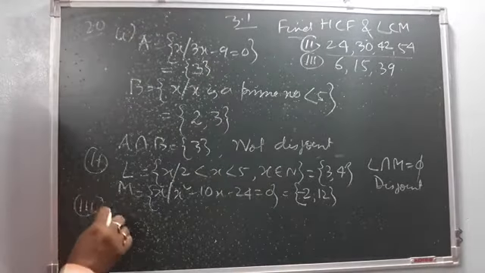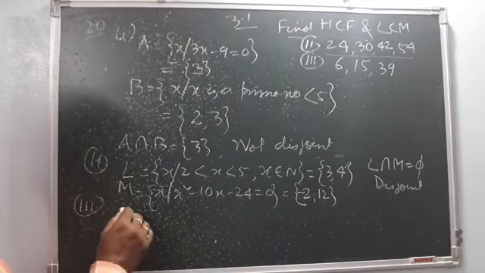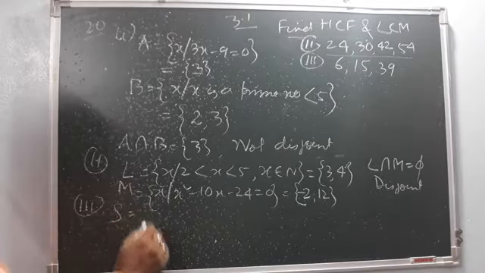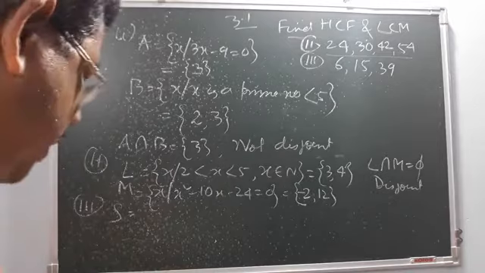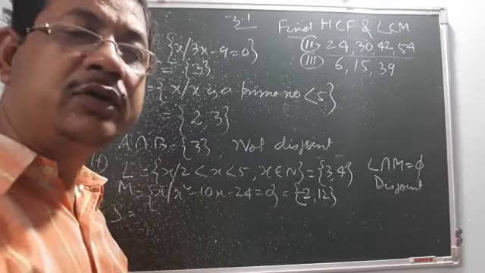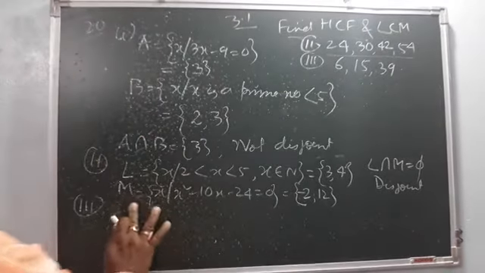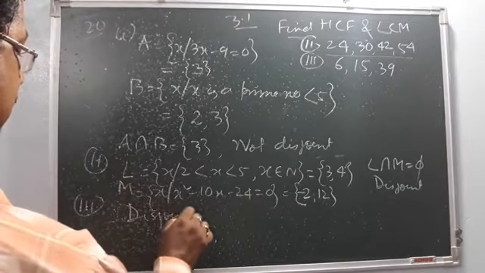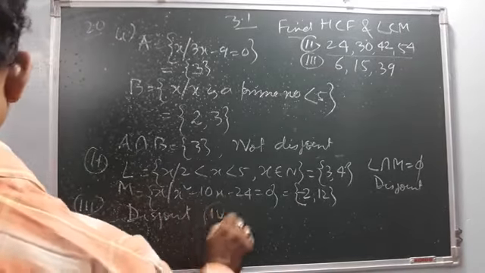Now question number 3. It is what? x is a square and y, x is a pentagon. So pentagon and square, they have no common element. So automatically, without writing anything, you can say they are disjoint.